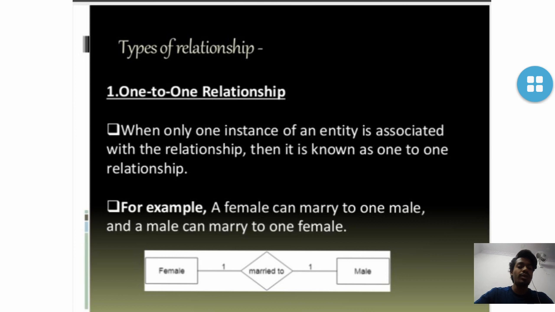Types of relations. One to one relationship. When only one instance of an entity is associated with the relationship, then it is known as a one to one relationship. For example, a female can marry one male, and a male can marry one female.